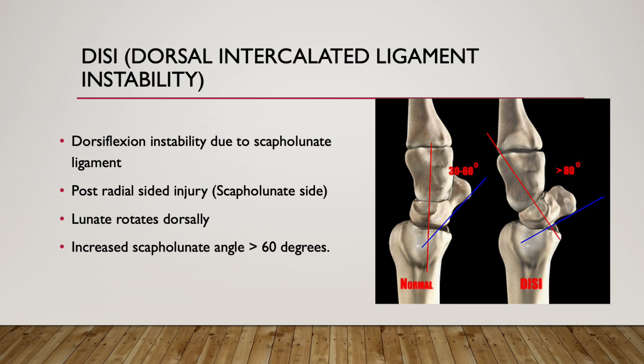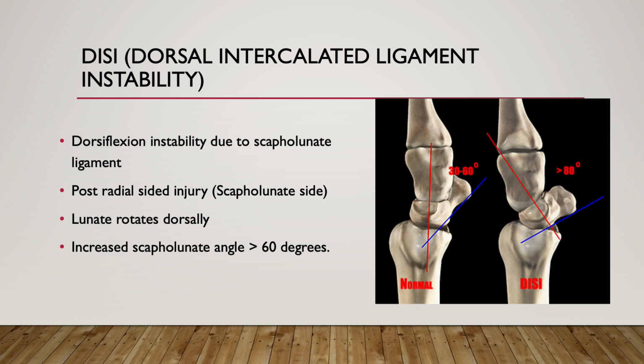So now we are finally on the topic at hand, known as DISI, dorsal intercalated segmental instability. There is dorsiflexion instability, as we are mentioning, dorsal, due to scapholunate ligament injury. So since the scaphoid is a radially sided bone, once there is a radial-sided injury, that is the scapholunate side, the lunate rotates dorsally. Lunate goes dorsally.